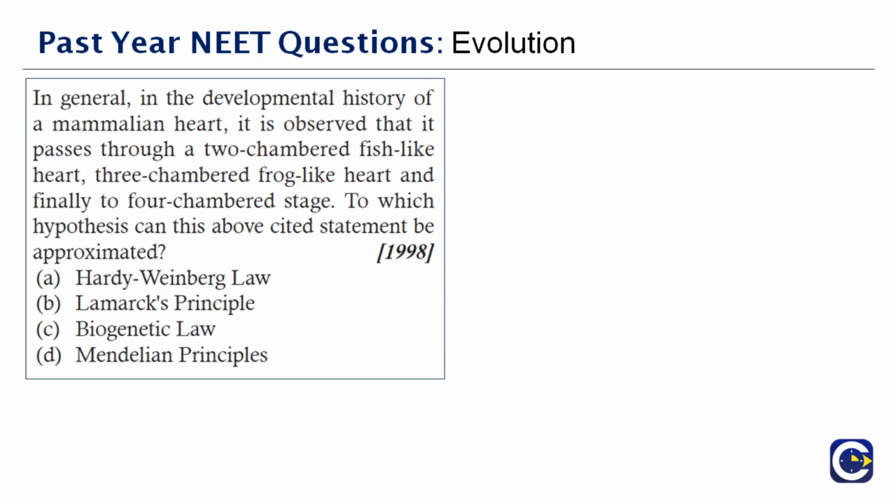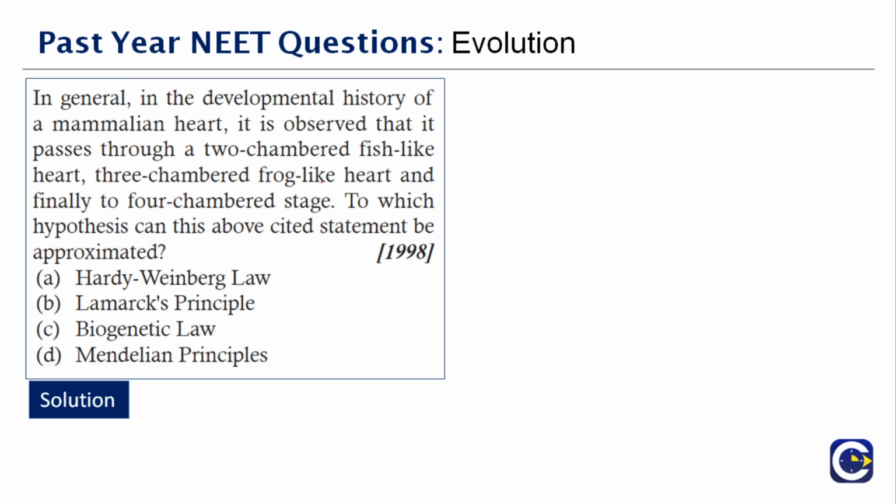Next question here. In general, in the development history of the mammalian heart, it is observed that it passes through a 2-chambered fish-like heart, 3-chambered frog-like heart, and finally now it is a 4-chambered stage. To which hypothesis can this above cited statement be approximated? Okay, so they have given you a statement saying that initially it was like this, later on it moved to this, and finally it is like this. So what will it approximately match to? So what is that actually called? That is called the biogenetic law.